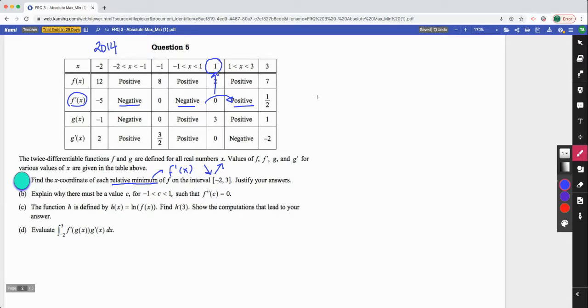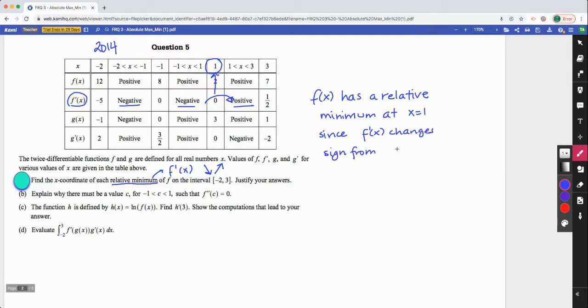So we just say that f of x has a relative minimum at x equals 1 since f prime of x changes sign from negative to positive at x equals 1. Okay, that would be the only answer that you would give here.